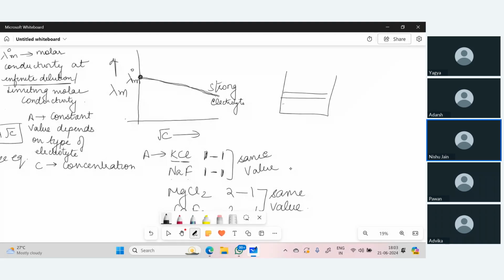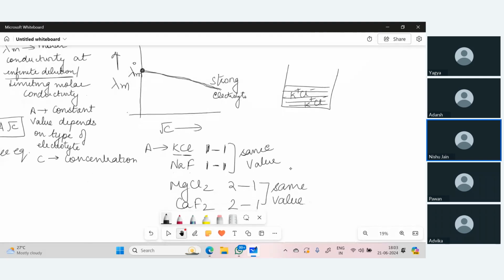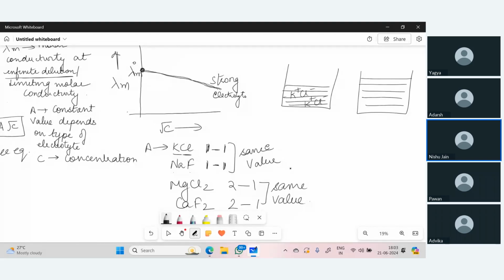Let us suppose in this volume, you have KCl, you have K plus ions and Cl minus ions. They are already dissociated. So when you dilute it, no more ions will be formed. Then the question comes, why is there an increase in molar conductivity on dilution? Now what happens when you dilute the solution? Let us suppose I've added water. Now these K plus and Cl minus ions get distributed in more volume.